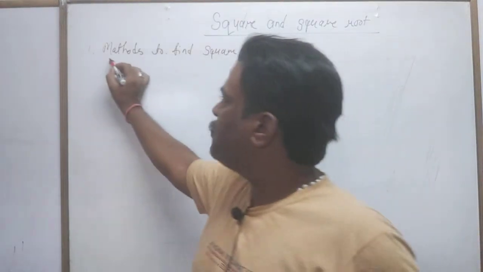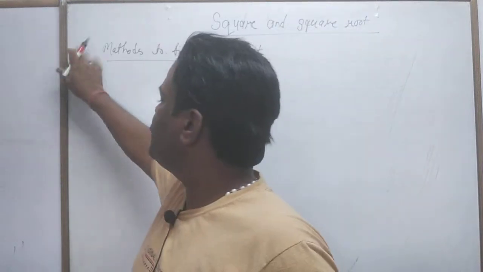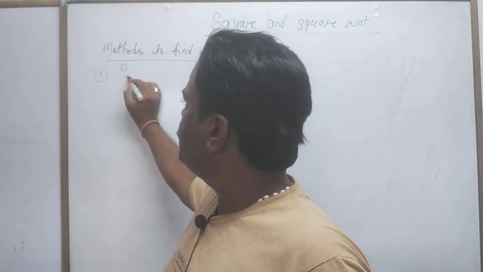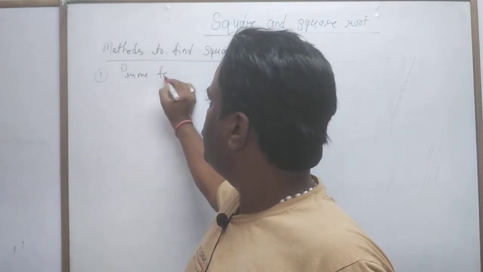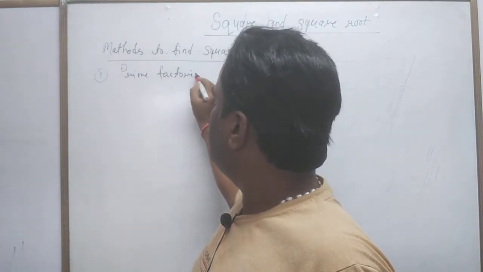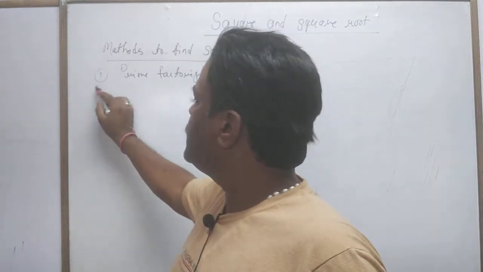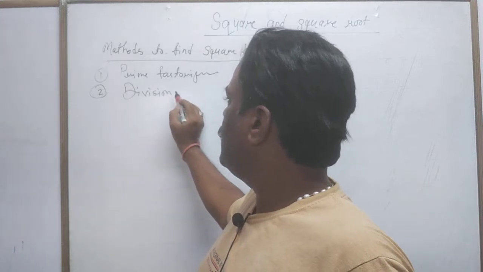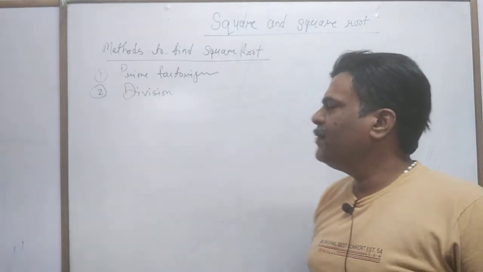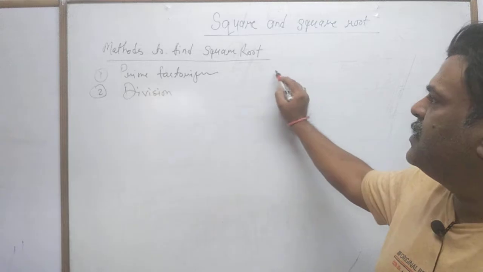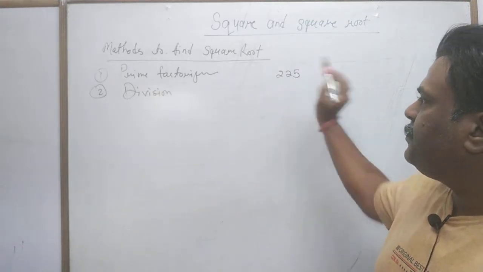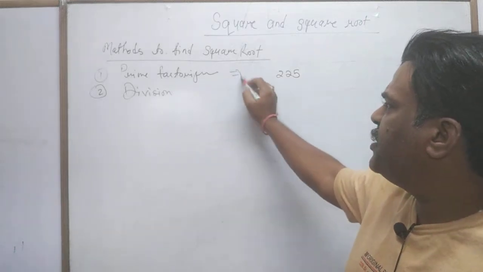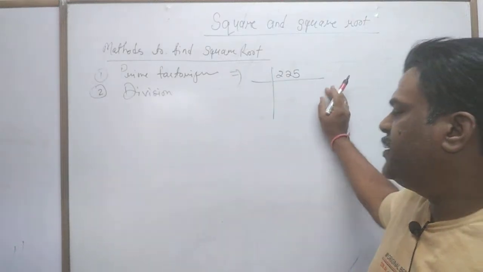To find the square root, there are two basic methods. First method is the factorization method, and second is the division method. Now I am describing both methods. Just take a number, 225. According to prime factorization, just divide this number into factors.